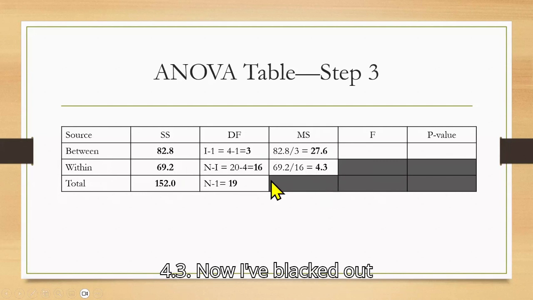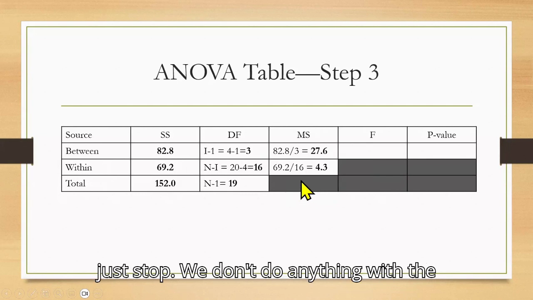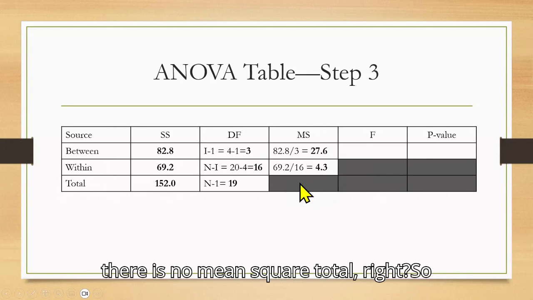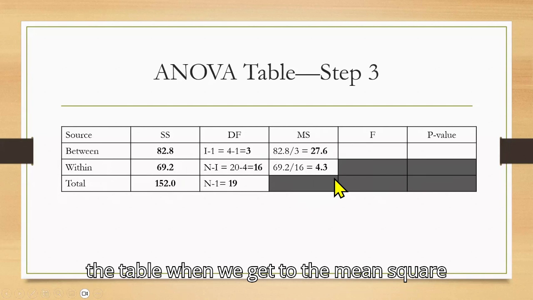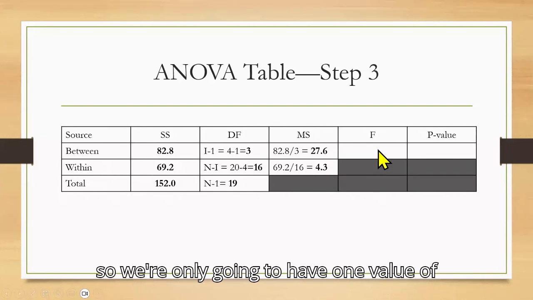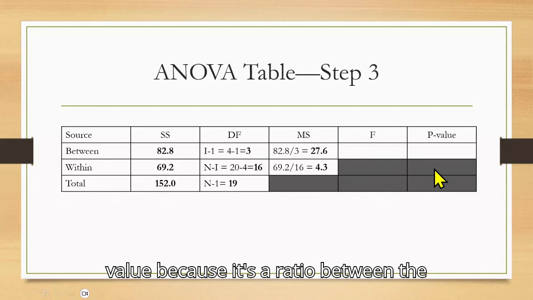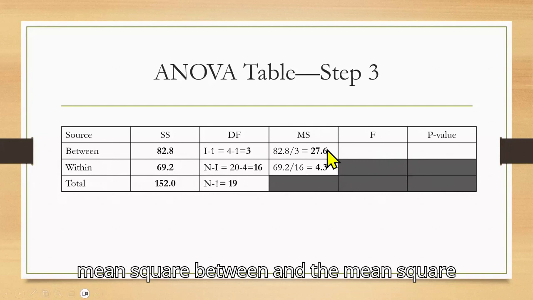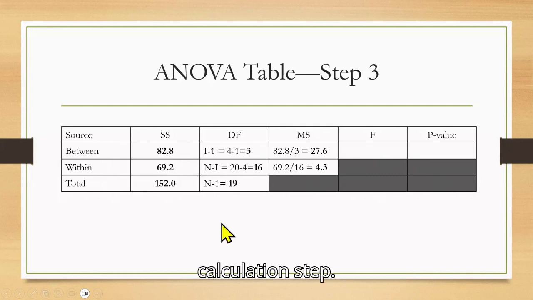Now, I've blacked out the box at the bottom of this row. We just stop. We don't do anything there, because there is no mean square total. So the table has this stair step shape when we get to the mean square and the F values. We're only going to have one value of F, because it's a ratio between the mean square between and the mean square within. We'll do that in our next calculation step.